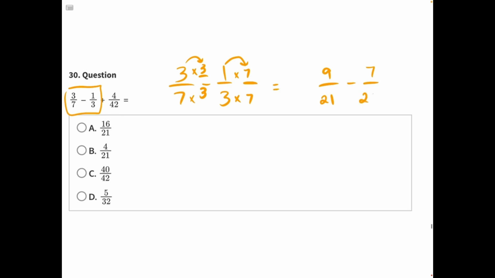So now we can subtract. 9 minus 7 would give us 2. The denominators would stay the same. And now we can move on to the second part of the problem. 2 over 21 plus 4 over 42.